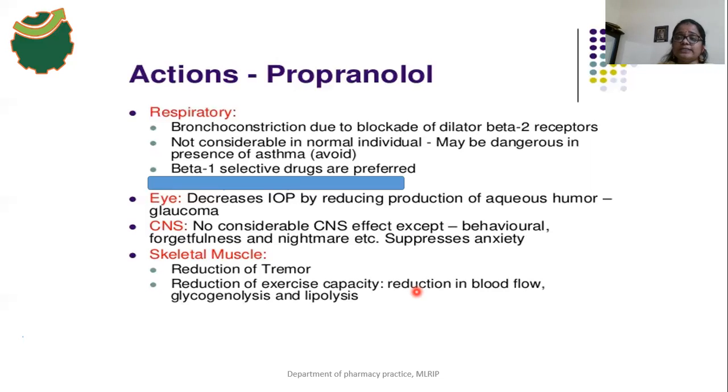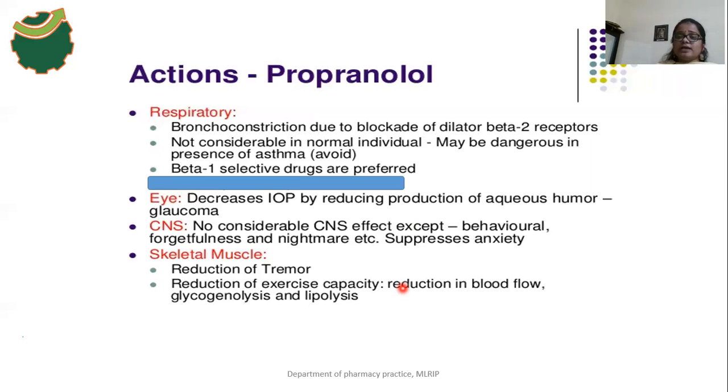the glycogenolysis process and the lipolysis process are also mediated by beta 2 receptors. These processes provide the fuel to the exercising muscles. So our drug, propranolol, blocks the beta 2 receptors. That's why glycogenolysis is inhibited and lipolysis is also inhibited. So that's why there is no fuel to the exercising muscles.